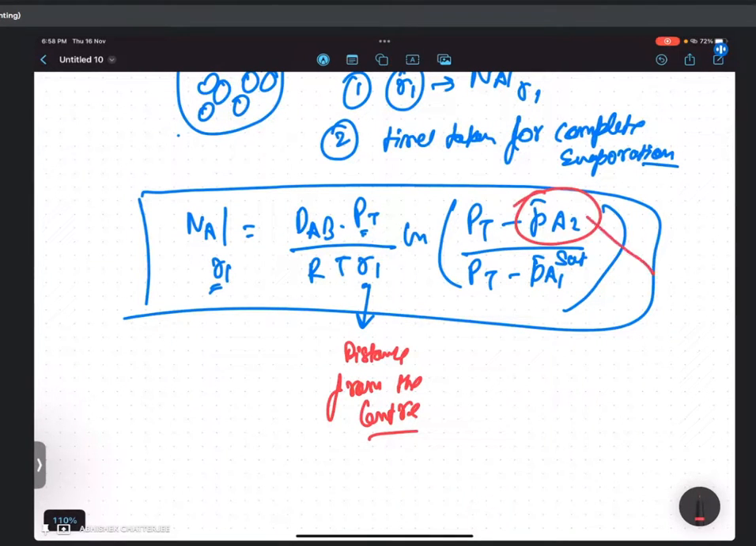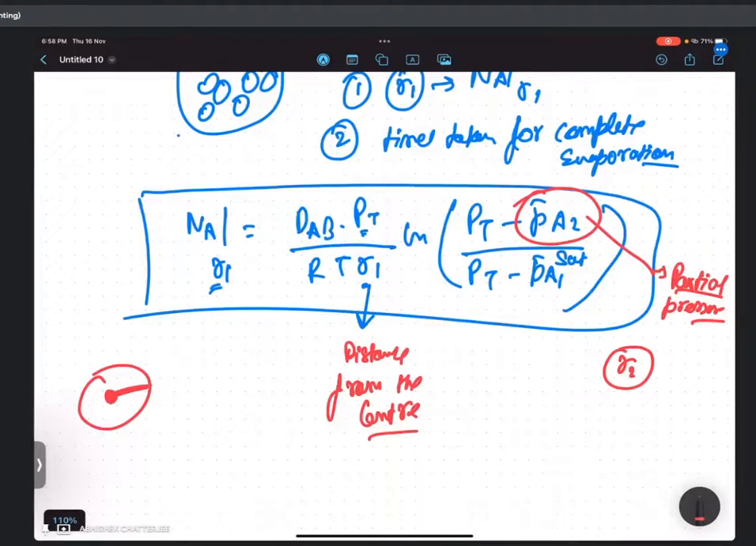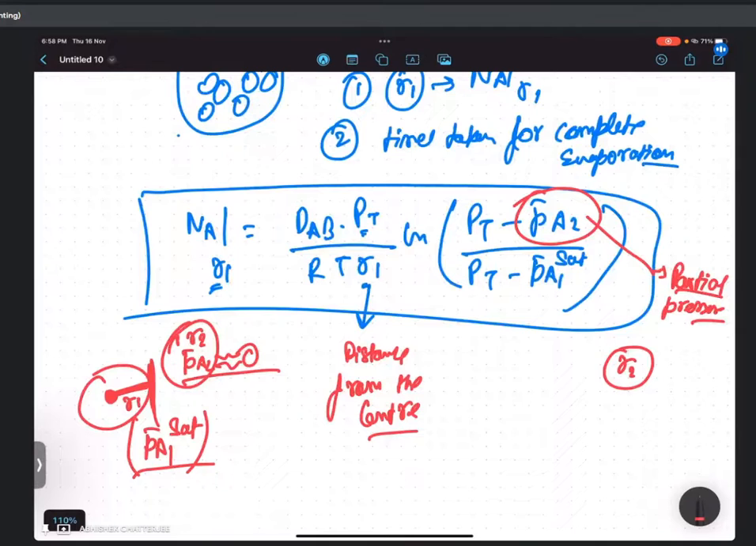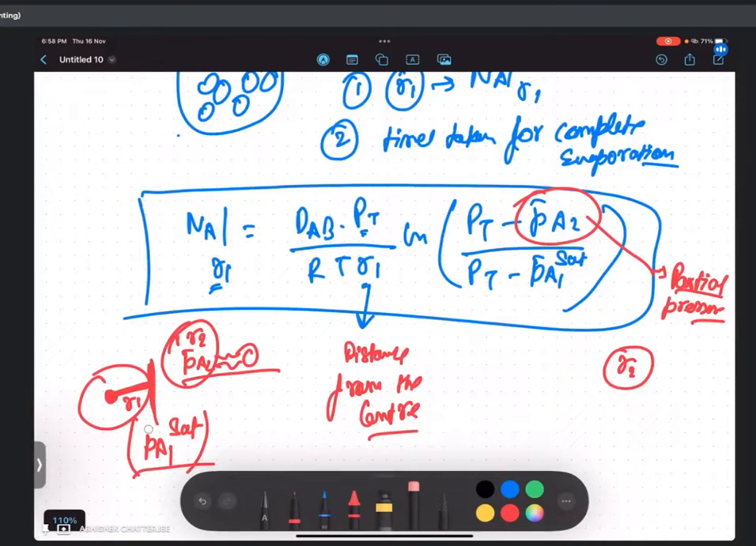What is Pa2 bar? Understanding this concept is important. This Pa2 bar is the partial pressure at your distance R2. Suppose you have this naphthalene ball, and we consider a point here that is your R2. The partial pressure here we neglect, almost every time. And at R1, just at the radius of the ball, we consider the naphthalene vapors to be present at their saturation pressure. That is your Pa1 sat. Don't put the bar sign here, just put Pa sat.